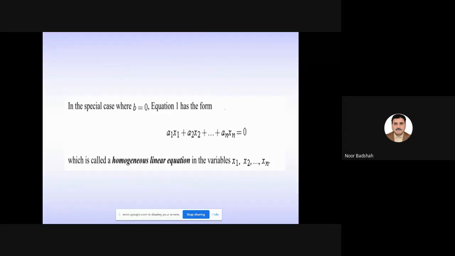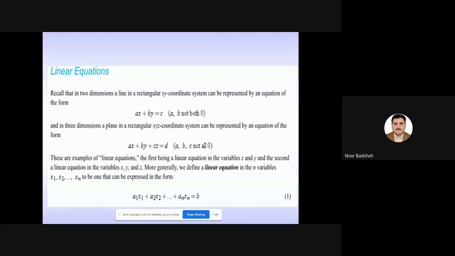Okay, these equations could be non-homogeneous and they could be homogeneous as well. You see, as I said, we are having b here. So if b is non-zero, because b could be anything, this equation is known as a non-homogeneous equation. But if b is 0, that means it is homogeneous.